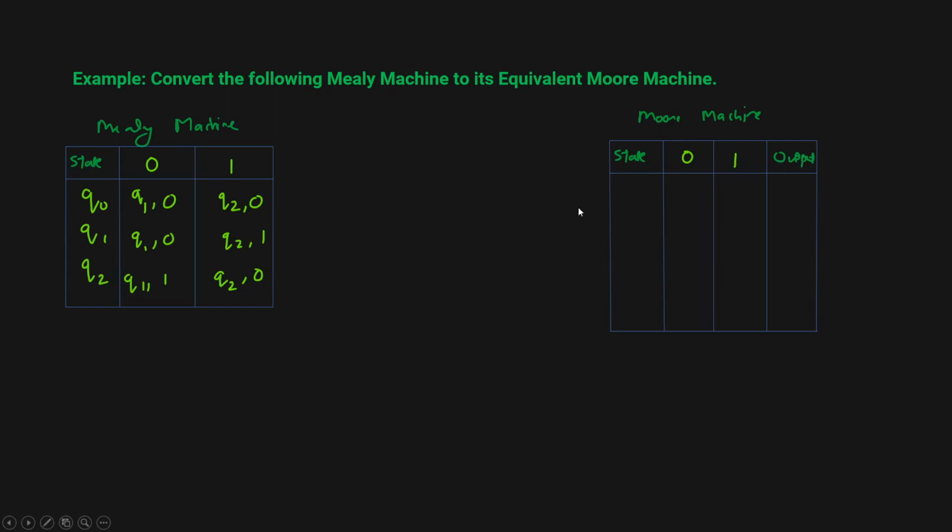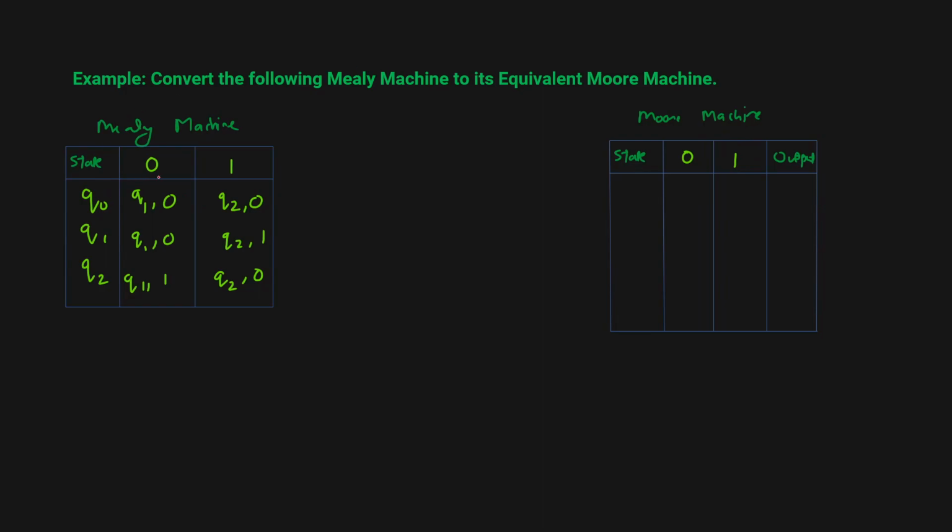So how do we do that? First, let's just look at the states. Let's say you are in state Q0. You get input 0, you go to state Q1 where the output is supposed to be 0. Now remember, in Mealy machine, the output is dependent on the input and the state, whereas in Moore machine, the output is connected with just the state.